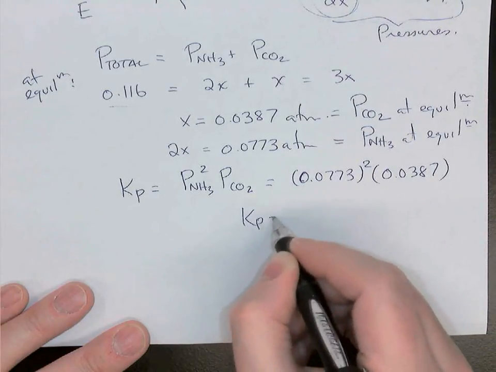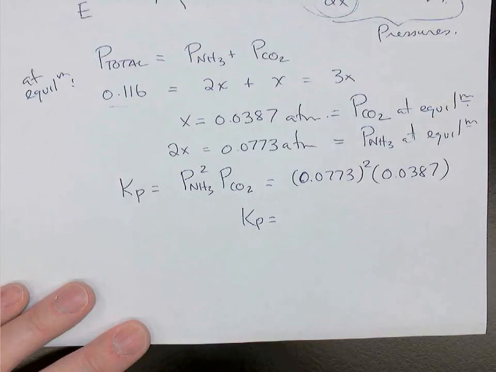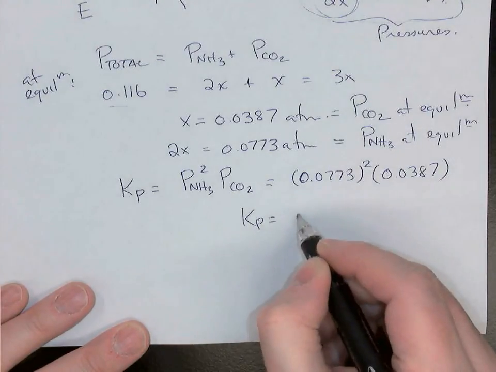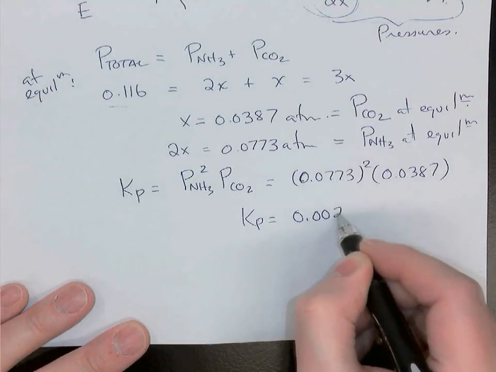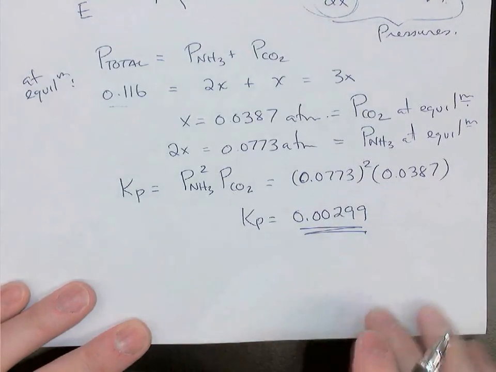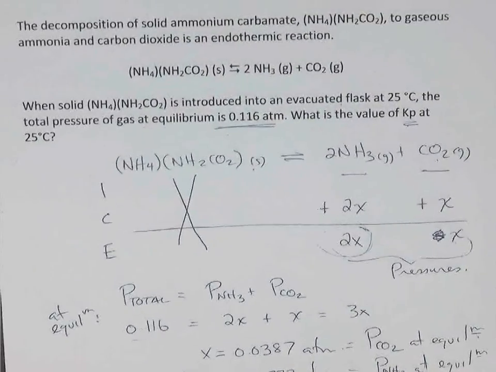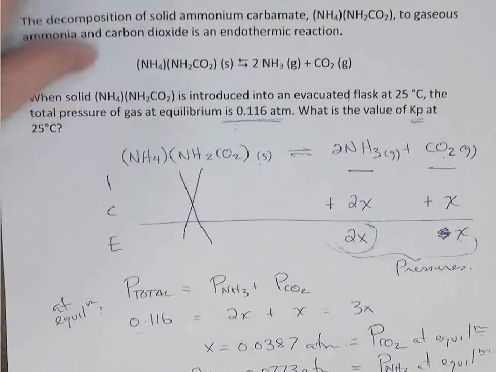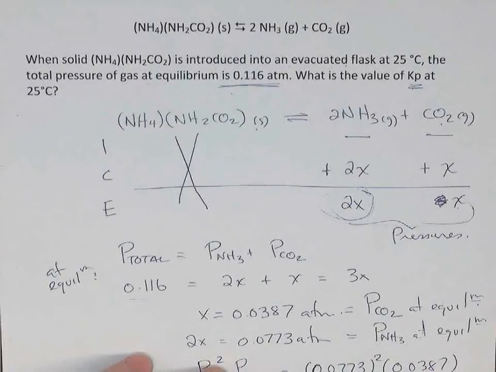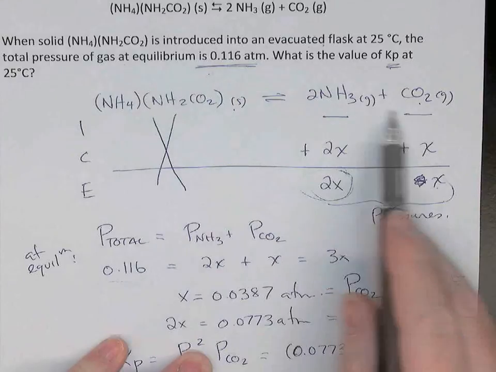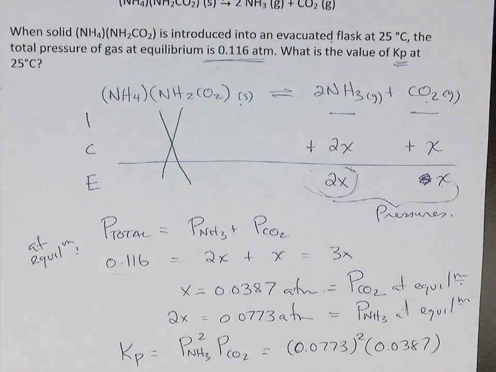So Kp will equal 0.0773 squared times 0.0387. Be sure you check what you're typing, and my Kp is 0.00299. There's the Kp value at 25 degrees Celsius, which was the temperature in the question. And again, whenever you quote an equilibrium constant, you need to refer it to the equation, right? That's the Kp for this equation as balanced, like we did here.